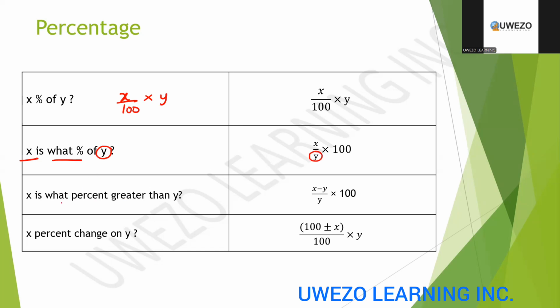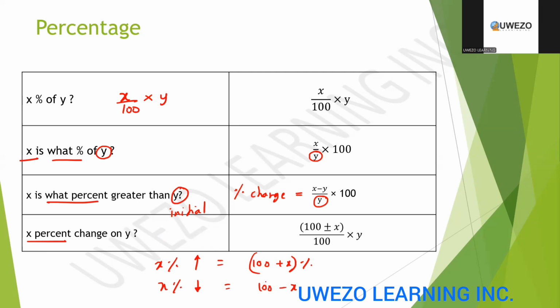And when the question says x is what percent greater or lesser than y, then we apply the percentage change formula, x minus y over y times 100, where y is our initial or the original value. That goes to the denominator. And when there is some x percent change on y, it could be some x percent increase or x percent decrease. So if it is x percent increase, we do 100 plus x percent. And when it is x percent decrease, we do 100 minus x percent.